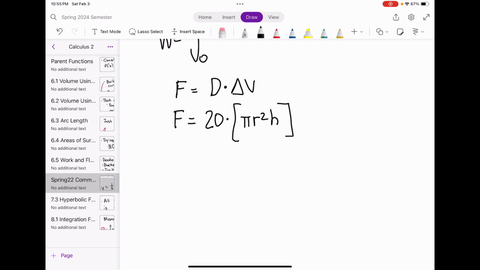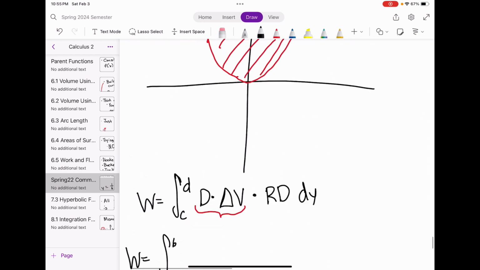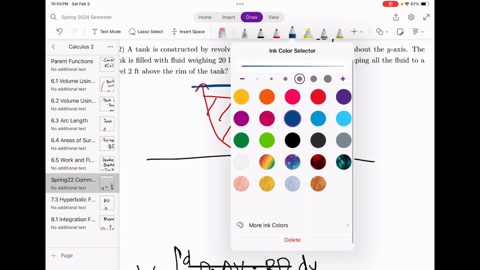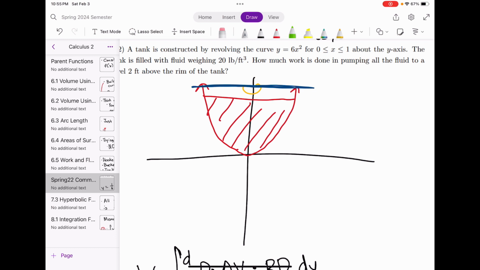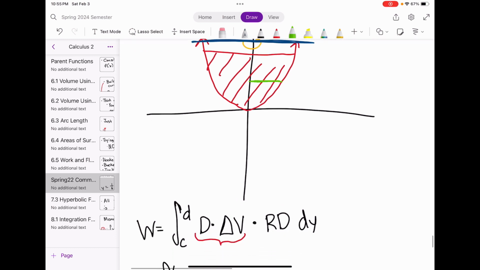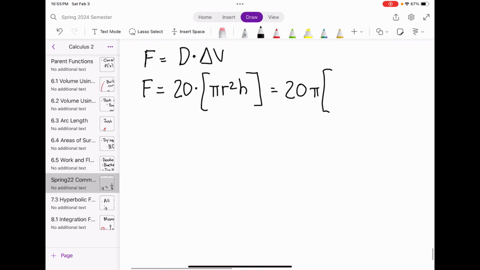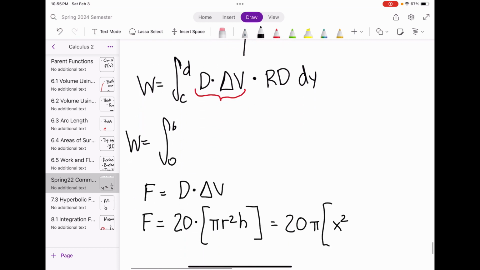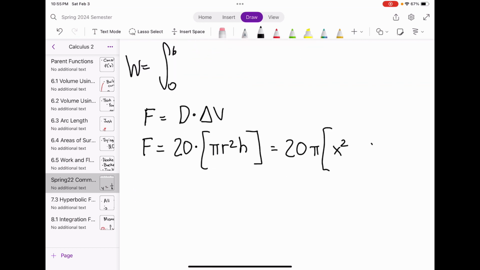All right, which is equal to 20. We'll remove the pi as well. R squared, in this case, is going to be, I'll use a different color, green. It's going to be the distance from here to here. And we're going to have to square that. So that's going to be x squared. And h is simply going to be dy. And I'll just remove that as well.